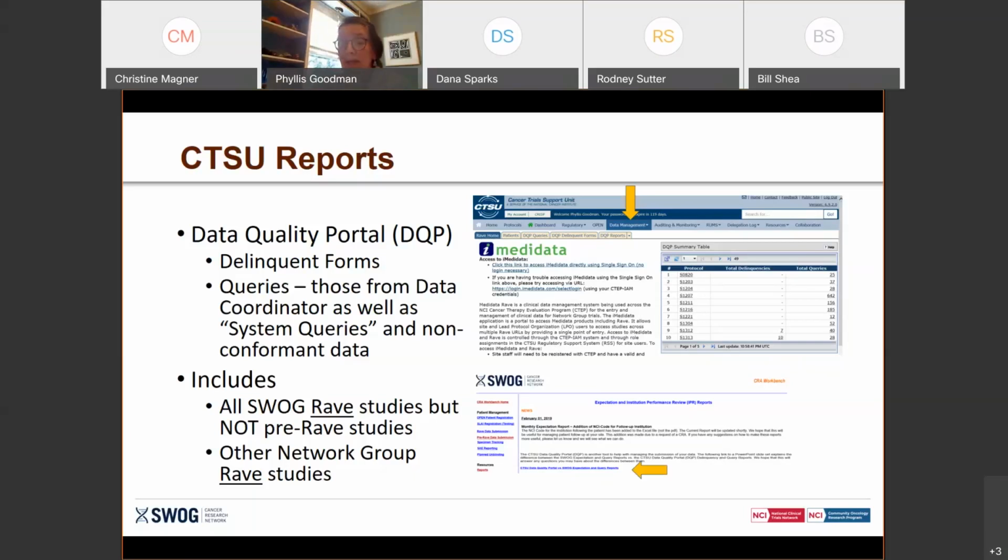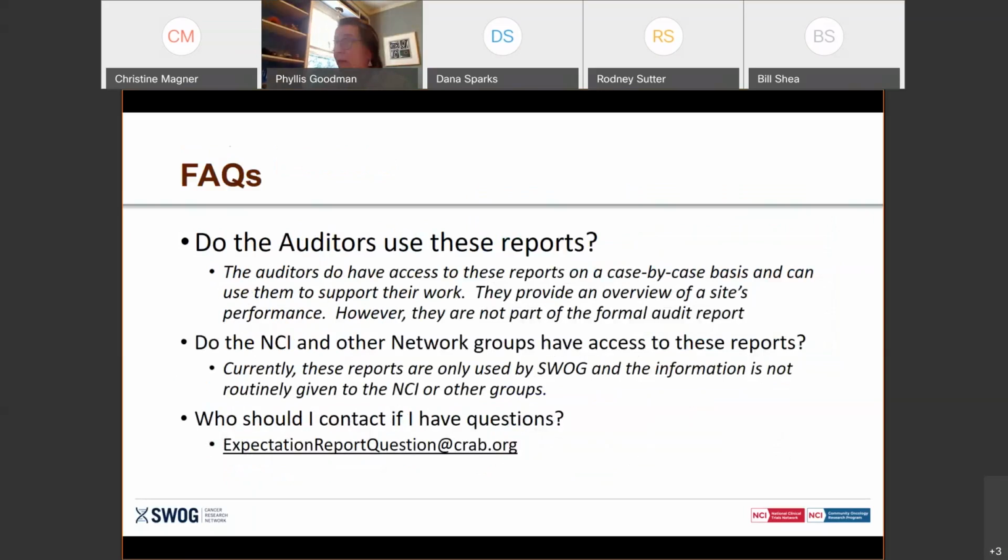Next, I'm kind of running out of time, so just a quick thing. Do the auditors use the reports? They use them to support their work, but they are not part of the formal audit report. The NCI and other network groups, currently they are only used by SWOG, and it's not routinely given to the NCI or other groups, but could be if they asked.